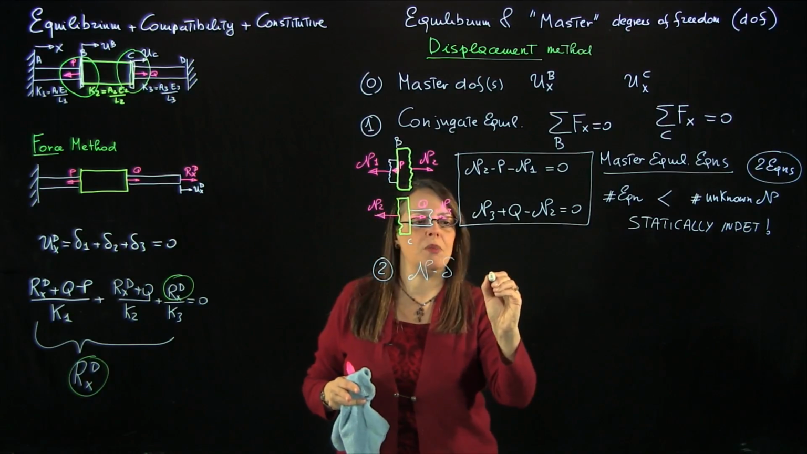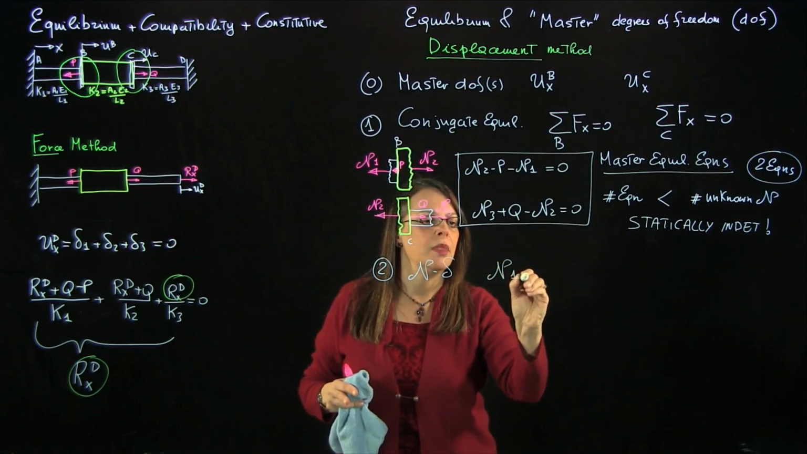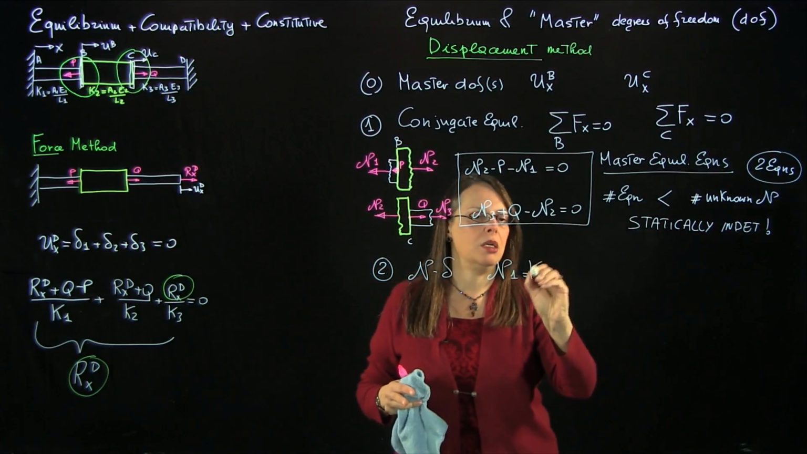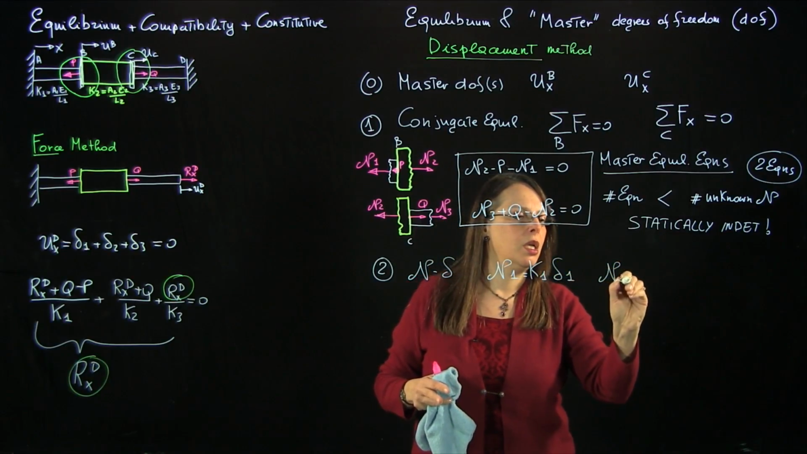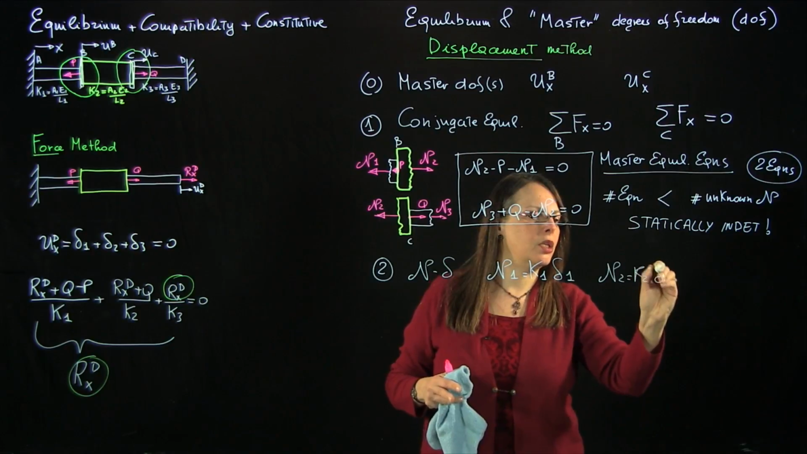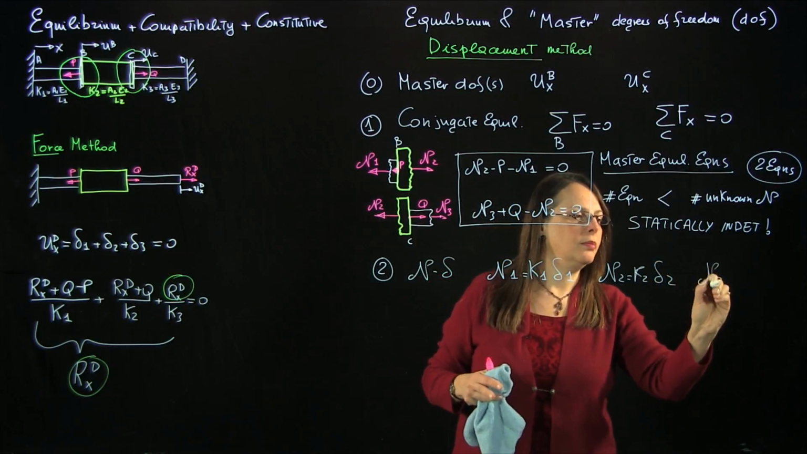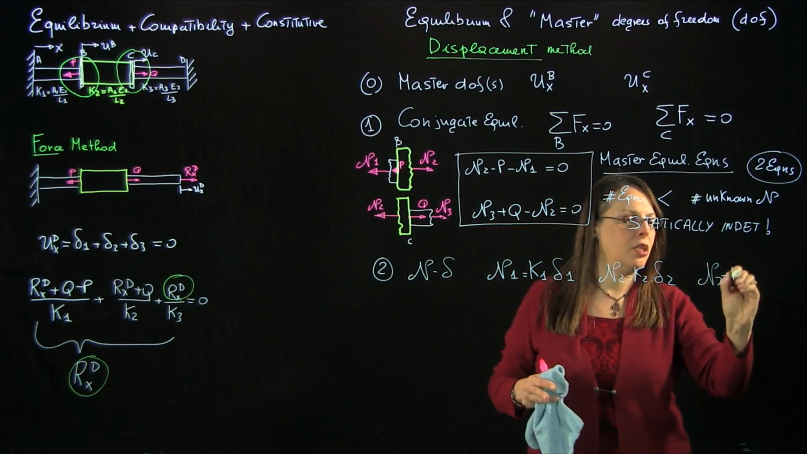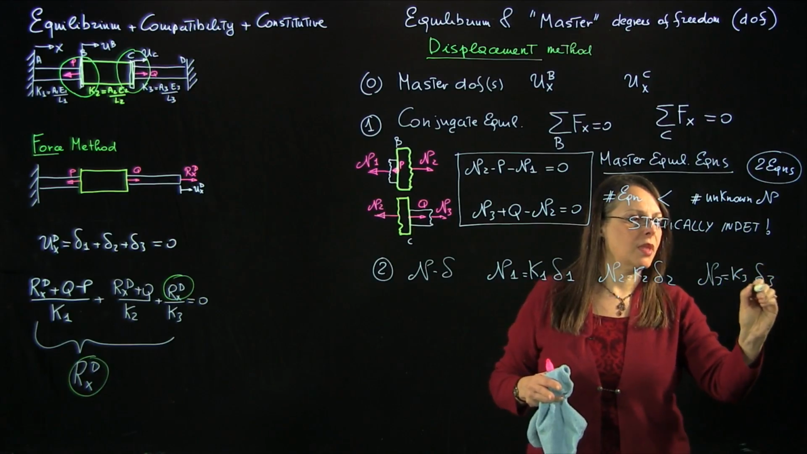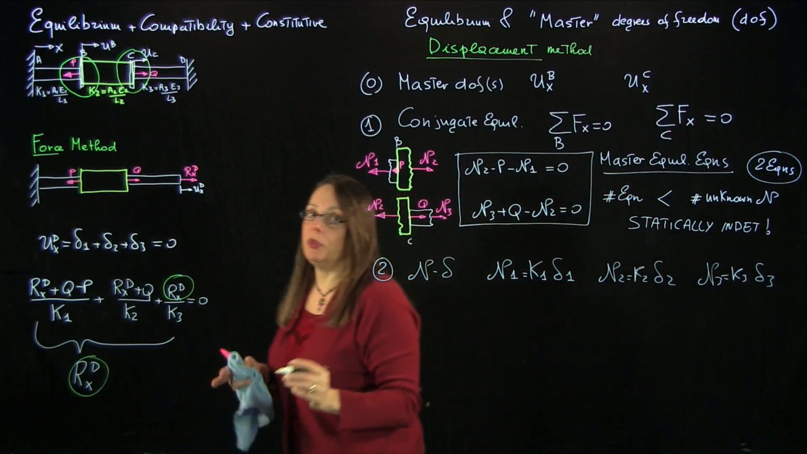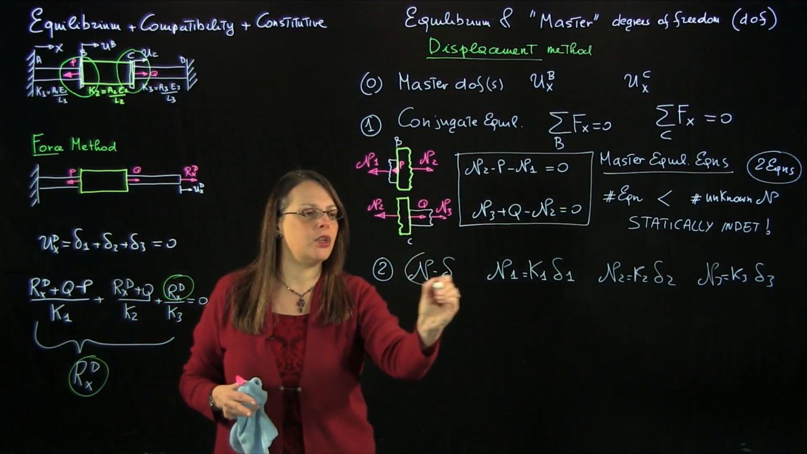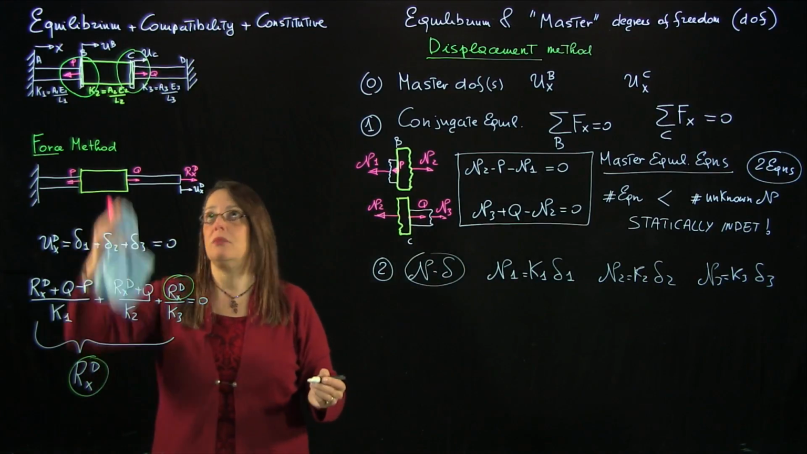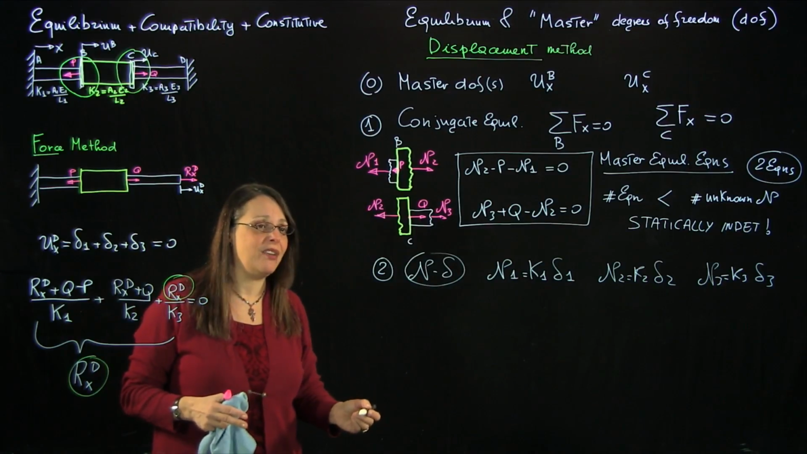So my step 2 is simply going to be that N1 is equal to K1 delta 1, N2 is K2 delta 2, N3 is K3 delta 3, and kaboom, you're done with the N delta relationships. So the second step for linear elastic bars, which I give you the stiffness, is very, very easy.